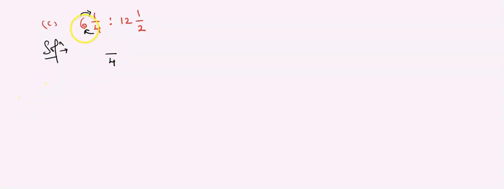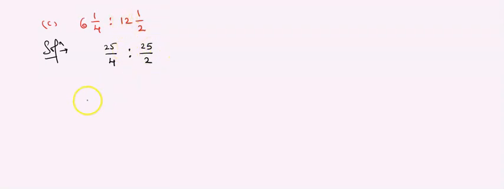4 6s are 24. 24 plus 1 is 25. That is 25 by 4 is to 2 into 12. Multiply this both. 2 into 12, 24. First you write the denominator as it is. Denominator 4 as it is. Denominator 2 as it is. 2 into 12, 24. 24 plus 1 is 25. Is this clear? So it is 25. Now, did you understand this? 6 into 4, 24 plus 1, 25 by 4. 2 into 12, 24.